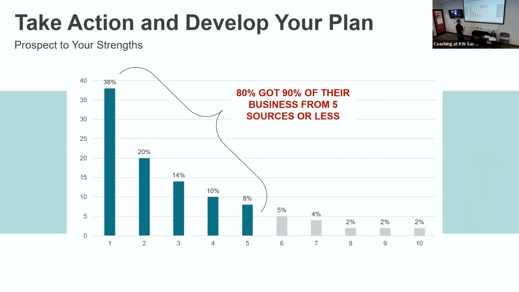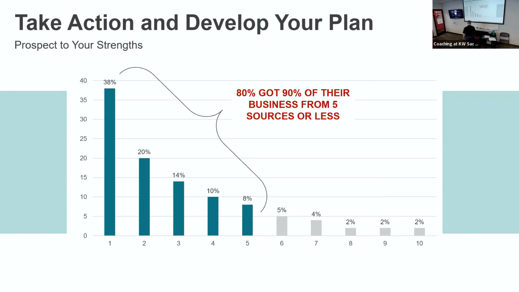What does everybody think number 1 is? Open houses. Could be. Bingo. I'm not going to say everybody, but most of the time, number 1 is sphere of influence. People who know you, trust you, close proximity. Always remember those 3 things.